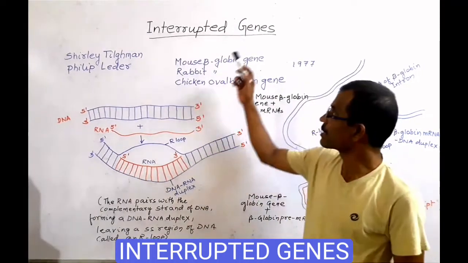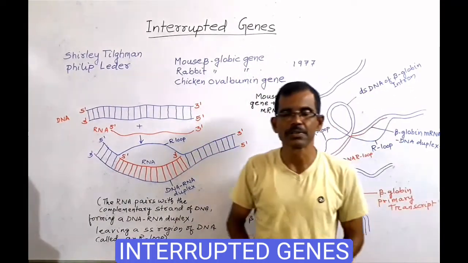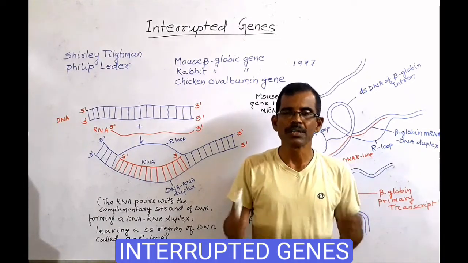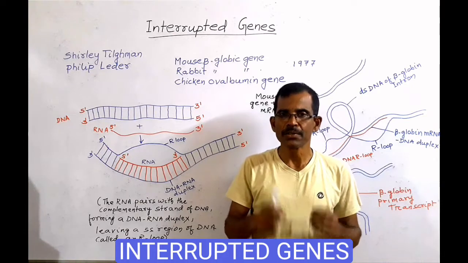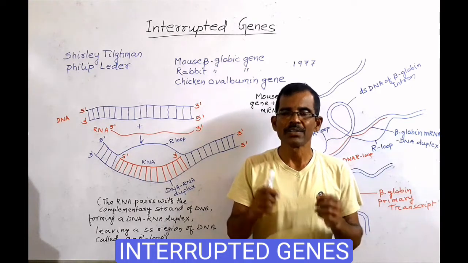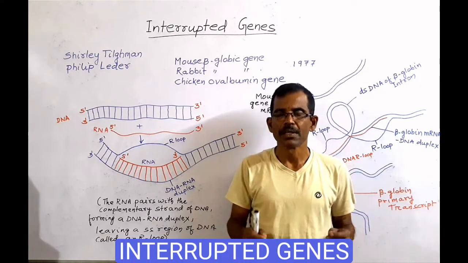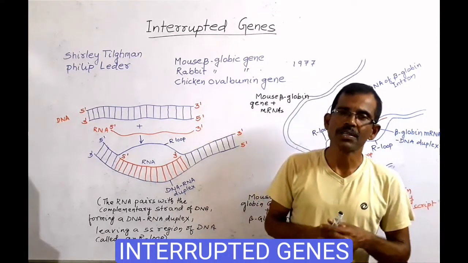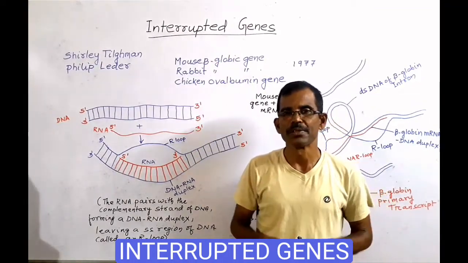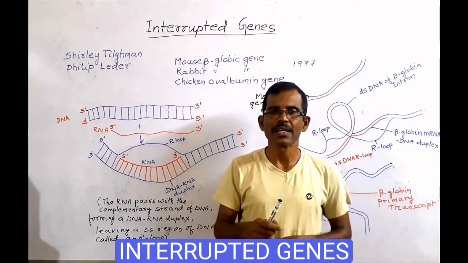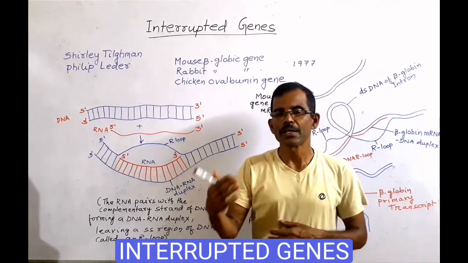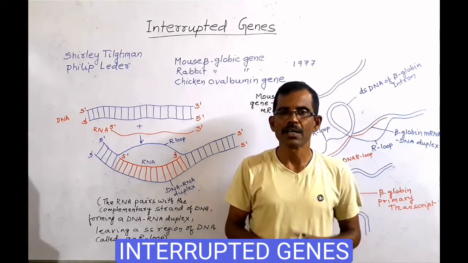Friends, today we shall discuss interrupted genes. Most of the eukaryotic genes contain non-coding sequences known as introns that interrupt the coding sequences or exons. Because of this, such eukaryotic genes are known as interrupted genes or split genes. These non-coding sequences are excised from the primary transcript prior to their transport to the cytoplasm.